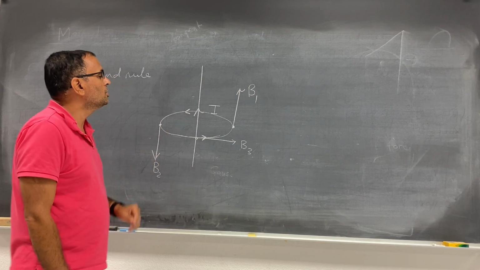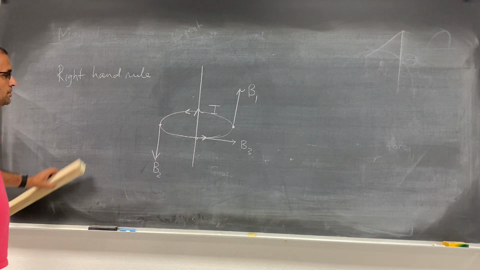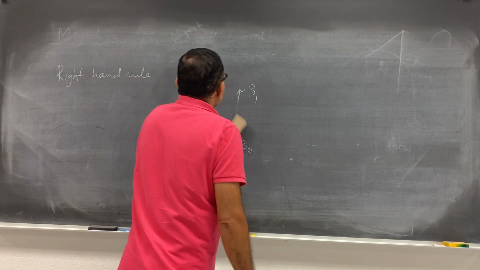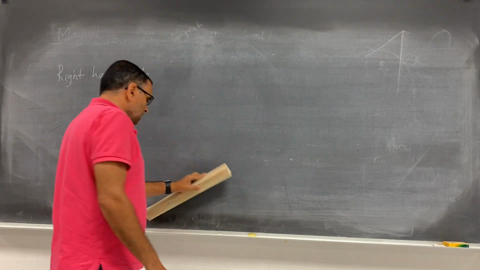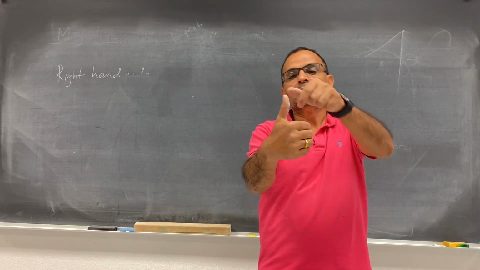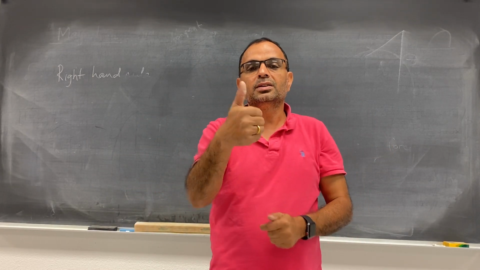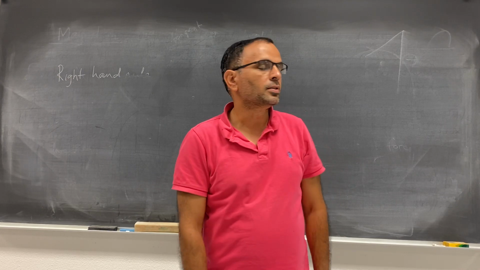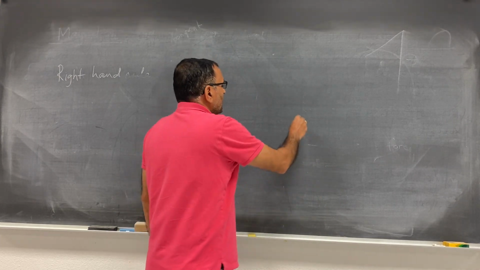Okay, so this is your right hand rule. Use your right hand rule, please don't use the left hand rule. So this is what you need to know. This is your current, and the curl of the fingers gives you the magnetic field. Okay, so it is something like this.